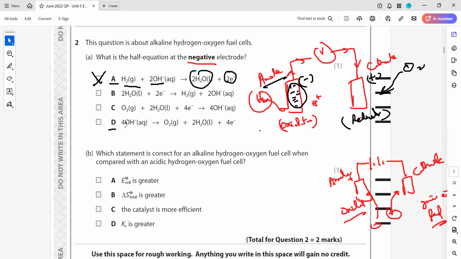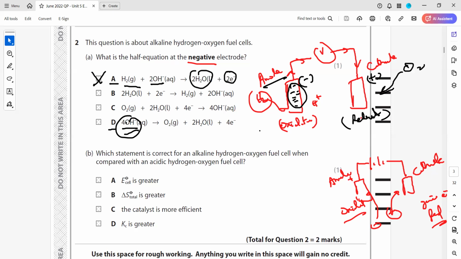Why not D? D just shows the alkaline condition, but it does not show the reactant. And this actually happens at the other electrode. The reverse happens, where oxygen combined with water will take 4 electrons and form hydroxide ion. Is it clear, the fuel cell?